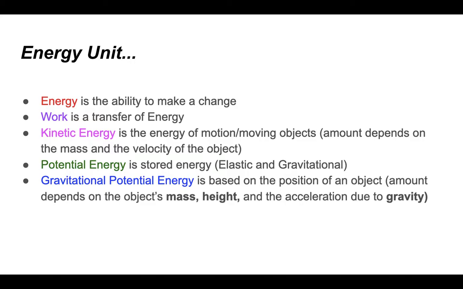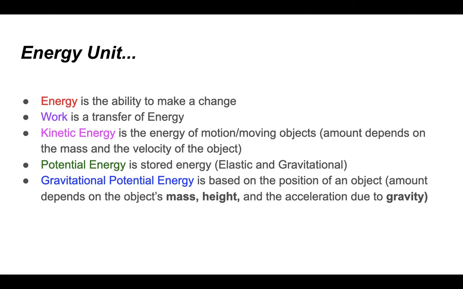We talked about the relationship it has with work and how work and energy go hand in hand. And work is a transfer of energy. We learned a little more details about a couple types of energy. Kinetic energy and potential energy are going to be a couple really important ones for us moving forward. And kinetic energy, of course, is the energy of motion and moving objects. And that's going to depend on the mass and velocity of the object.